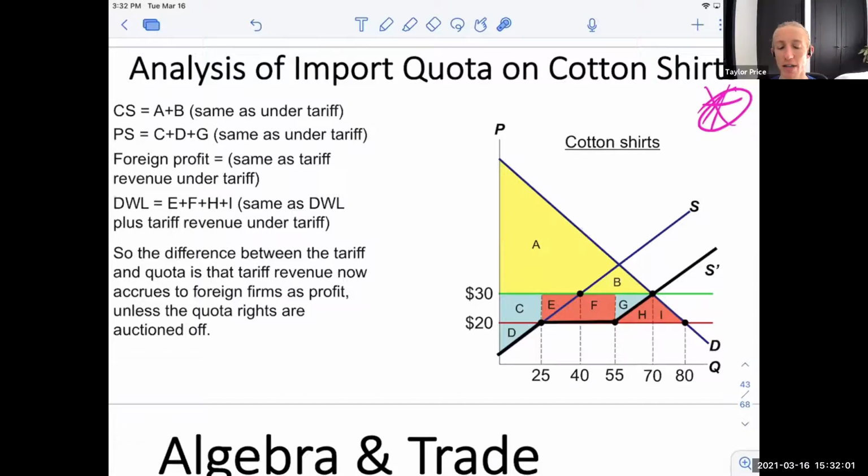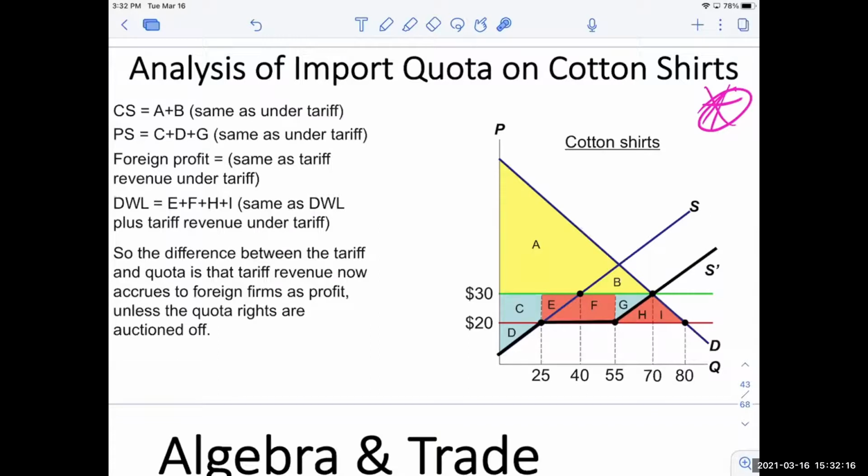Yeah, it's kind of weird that quotas aren't used very much because they actually benefit foreign companies and not the government, but it occasionally is used. Okay, got it. Thank you. Yeah.